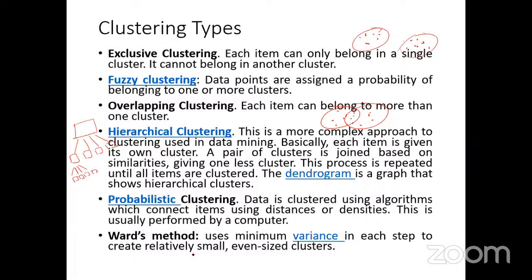Another method, Ward's method, is also used for clustering. It works by minimizing the variance in each step to relatively small, resized clusters. It means whenever you are making clusters in your whole or large data set, it takes care to minimize the variation between each group, and again it reclusters based on this minimum variance. This is given by Ward. Okay, so those are the different types of clustering.